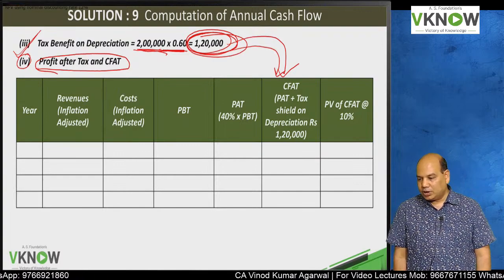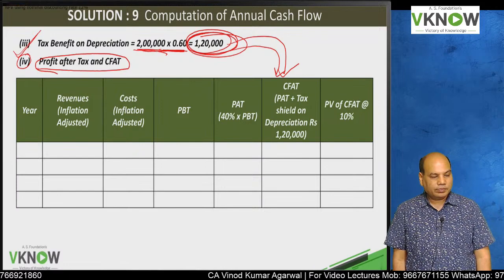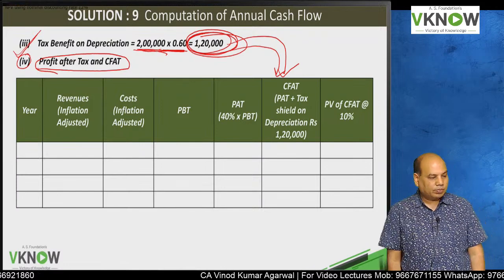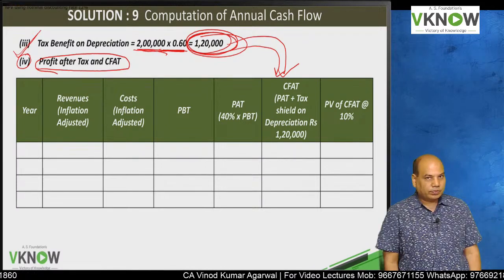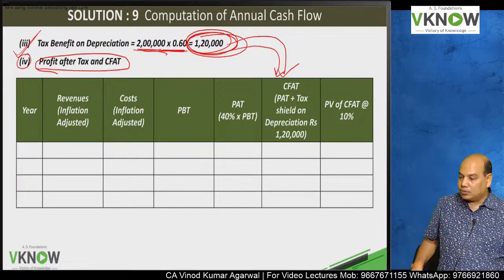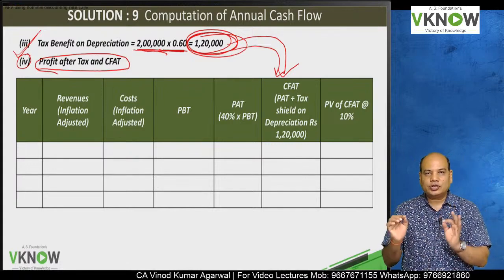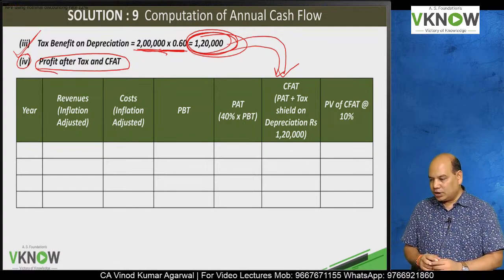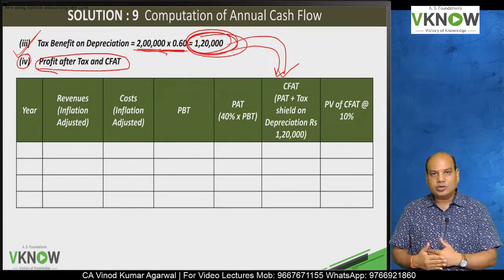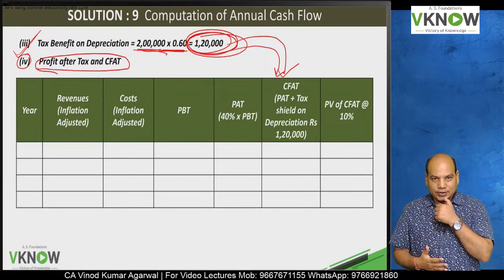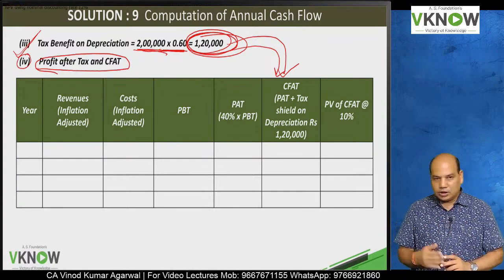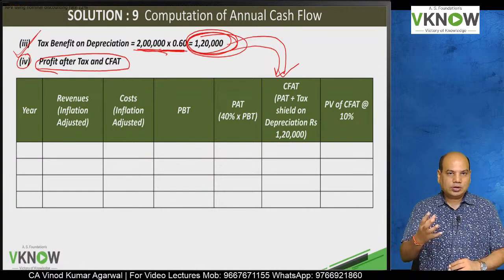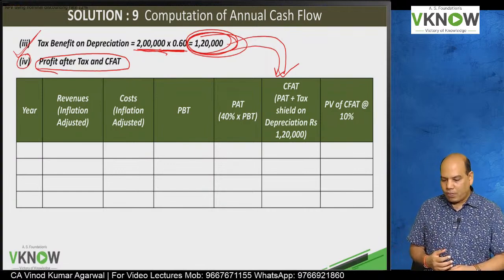PBT, PAT. PAT will be 40% of PBT because the tax rate is 60%. And on PAT, I am going to add the tax shield on depreciation. The tax shield of 1,20,000 will be added to the PAT figure to arrive at CFAT, and then I will compute the NPV in the last column.